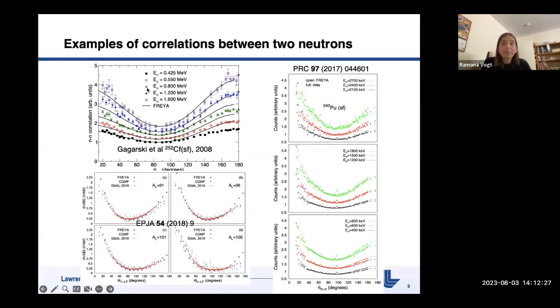Yeah, like this one. So this was done in Russia, but this with californium, this is plutonium-240. Both of these are spontaneous fissioners. Californium has an average neutron multiplicity of about 3.5, 3.6. Plutonium-240 is about 2.1 for the average neutron multiplicity.